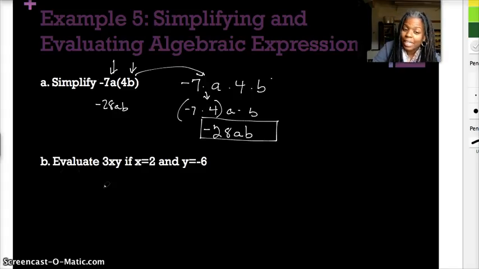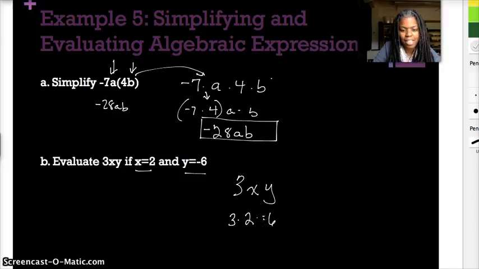All right, so here we can evaluate because we are given values for those variables. Let's take a look. So I've got 3xy, and I know that this means that I'm multiplying them all together. So I'm going to take 3, replace the x with the 2, and write 3 times 2, and then replace the y with the negative 6, and write times negative 6. And I'm going to do exactly what I've been doing before. 3 times 2 is a positive 6, so I get 6 times negative 6, which is going to give me a negative 36. And that's it.